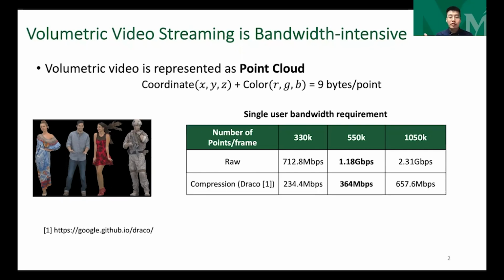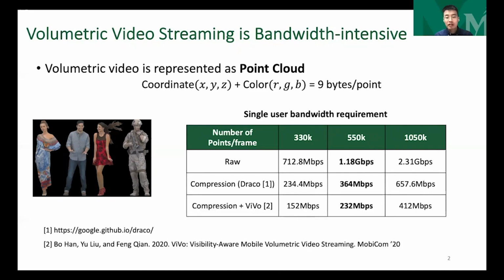And if we use the Google Draco library to compress the data, it can further reduce the bandwidth requirement to 364 megabps. In our previous work, ViVo, we applied 3 optimizations, including distance, viewport, and occlusion optimization. The required bandwidth could be further reduced to 232 megabps. But our question is whether it is good enough for multiple users.